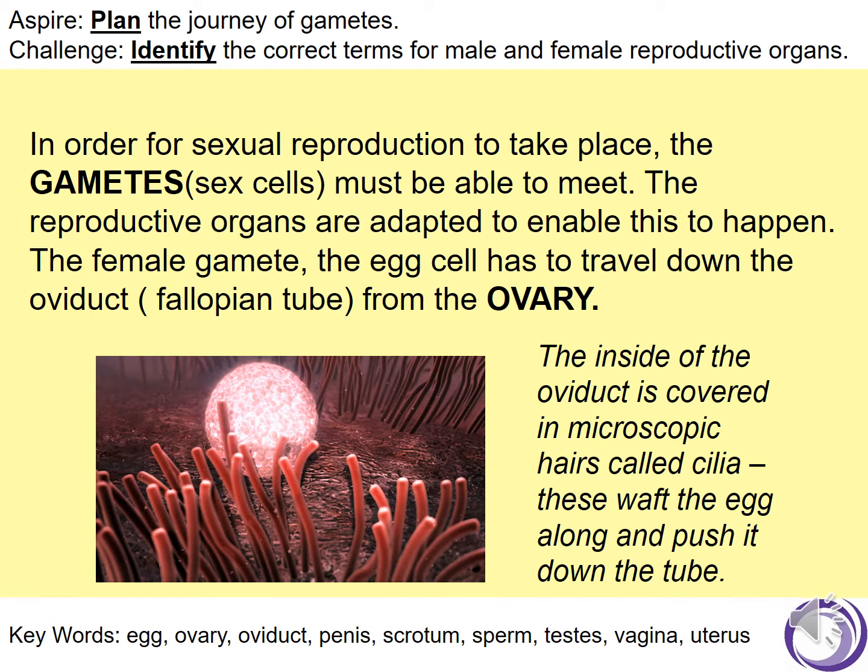Let's just have a look at what's written here. In order for sexual reproduction to take place, the gametes or sex cells must be able to meet. The reproductive organs are adapted to enable this to happen. The female gamete, the ovum, has to travel down the oviduct or fallopian tube from the ovary. Obviously, then to allow them to meet, we need to talk about how the sexual organs of a man and the sexual organs of a woman are adapted to allow that to occur.